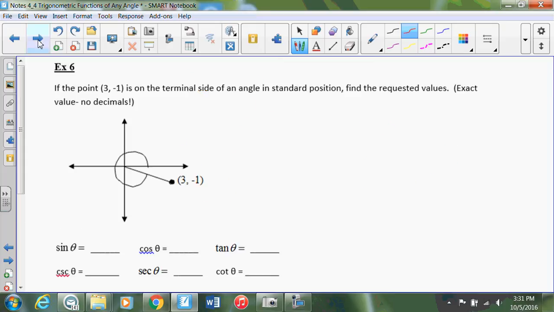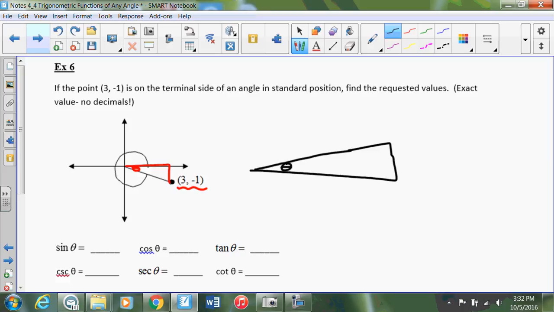Okay, in example 6, if the point (3, -1) is on the terminal side of an angle in standard position, find the requested values. Exact values, no decimals. Here we go. This is actually just like the second problem we just did because they gave us a coordinate point, and we're going to be looking at this theta, and we are going to be making a triangle. Of course, I will flip my triangle. If that bothers you, you can go ahead and work with it upside down if you want.